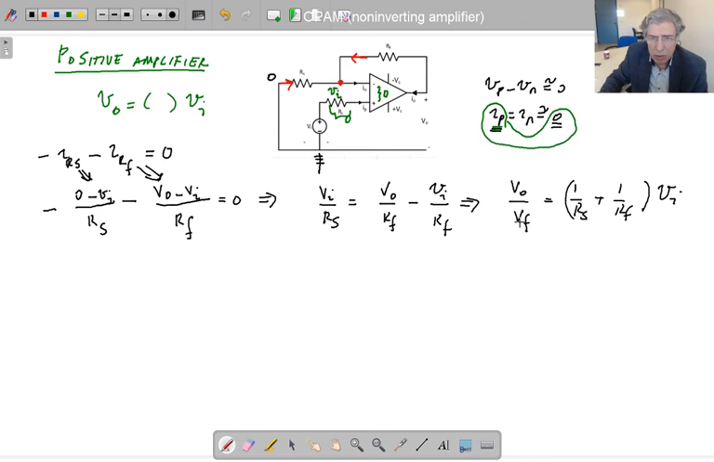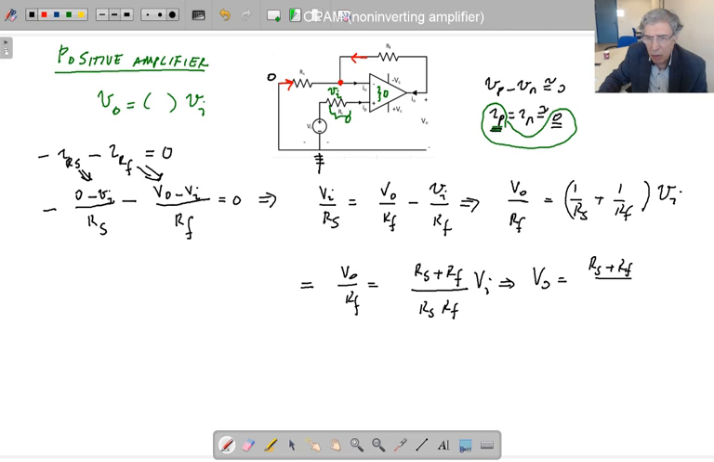I made a mistake, did I? This is not VF, of course, this is RF. V out over RF. So then V out over RF is RS plus RF over RS RF times VI. That gives V out is equal to RS plus RF over RS, times VI.